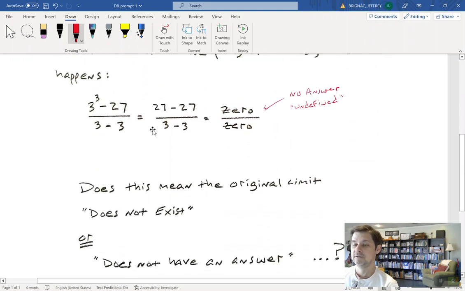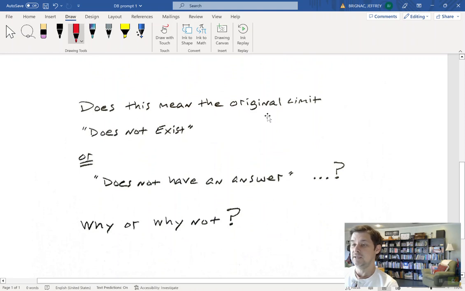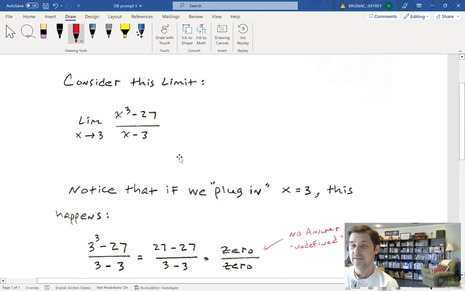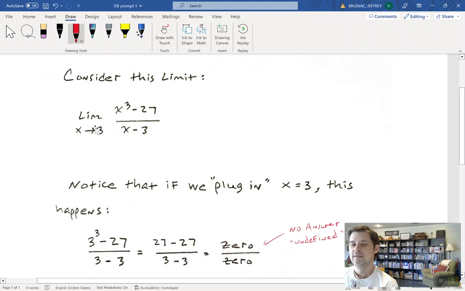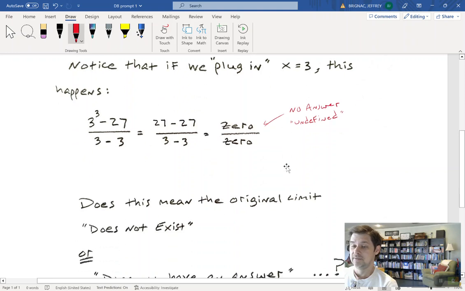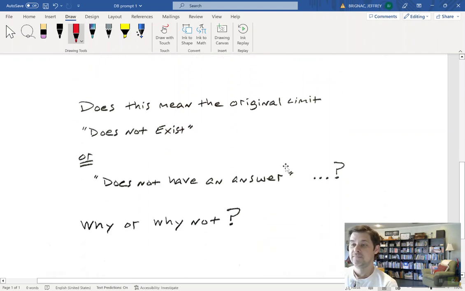Now my question for you is this: does this mean that the original limit also doesn't have an answer? For limits, when a limit doesn't have an answer, we say that the limit does not exist. But is that the case? Is it the case that when I plug this number into that function and I don't get an answer, that also means that the limit doesn't have an answer? So let me know what you think about that, and tell me why or why not.